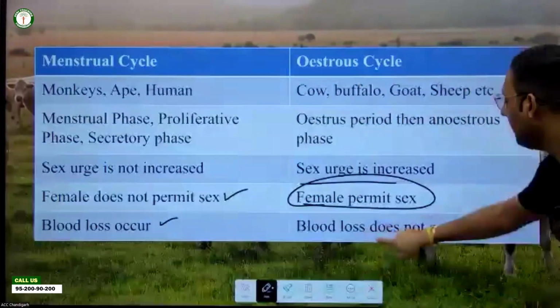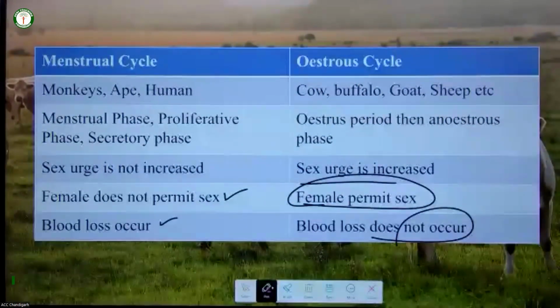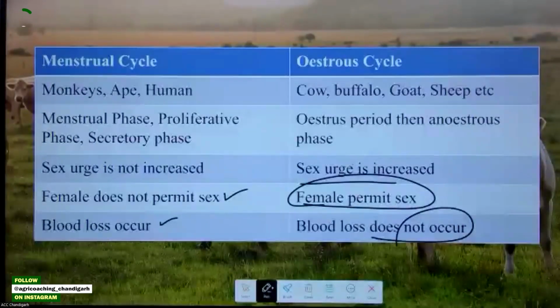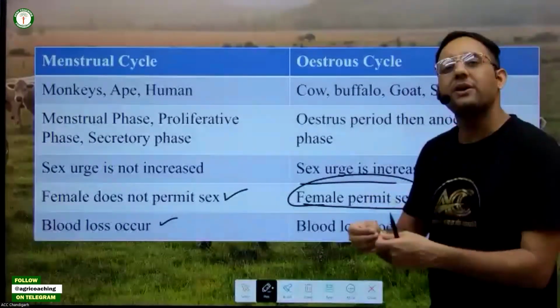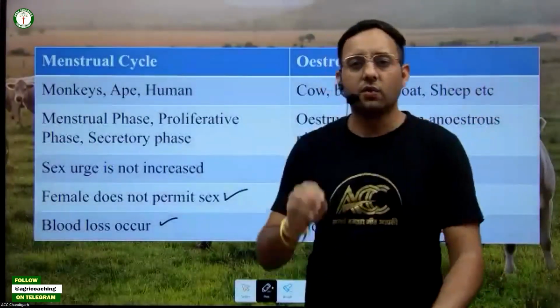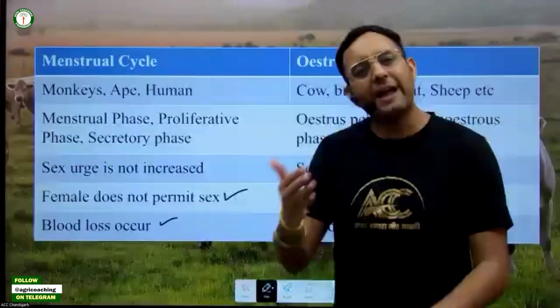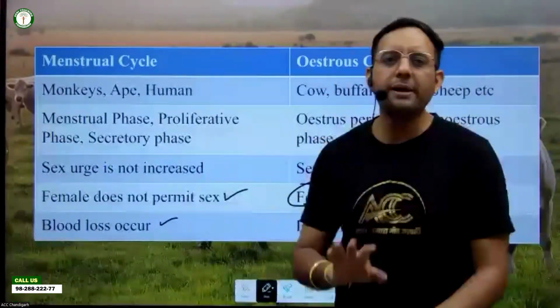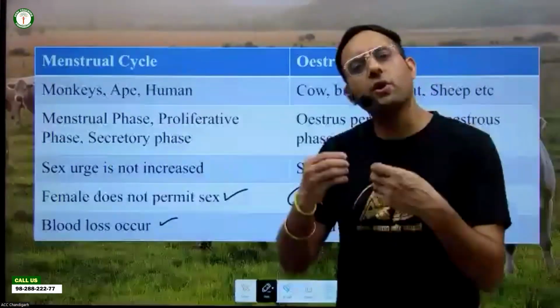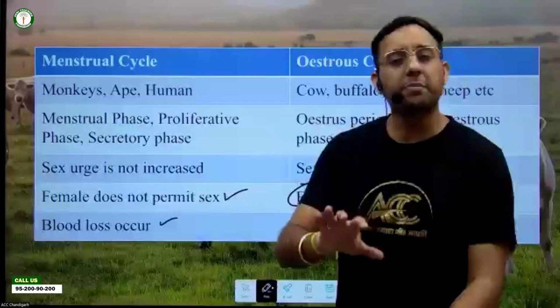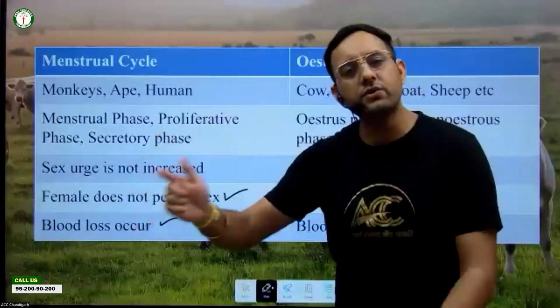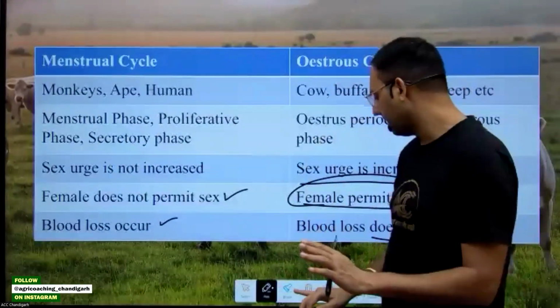But here blood loss will not occur. Have you seen any cow which comes into heat and after heat releases blood? Of course not. The reason is that in animals, they have a special cell in their uterus. Once ovulation occurs, if the egg is not fertilized, the egg will be destroyed, but that destroyed or damaged egg will be absorbed again by those uterus cells. So that means blood loss will not occur. But in the case of humans, blood loss will occur.